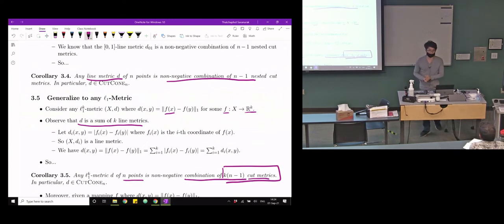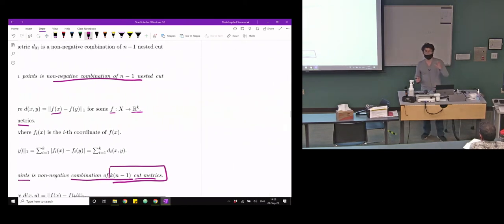So who do you think is the case? And who doesn't think so? What does it mean to be nested again? By nested, I mean each cut is like, if you take any two cuts, one of them will be included inside the other, or vice versa.